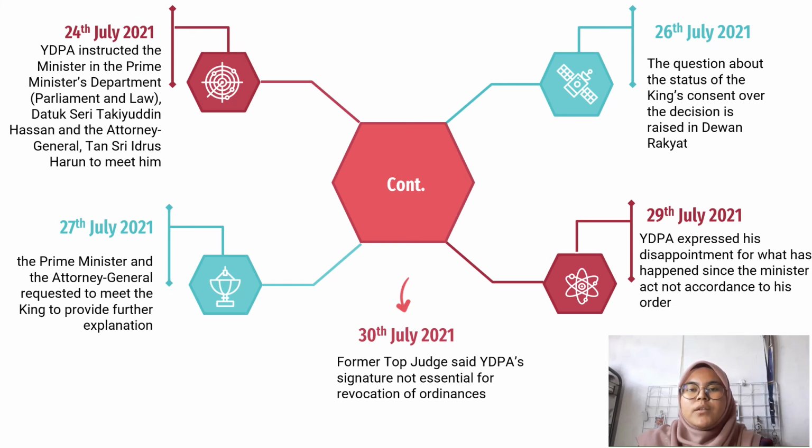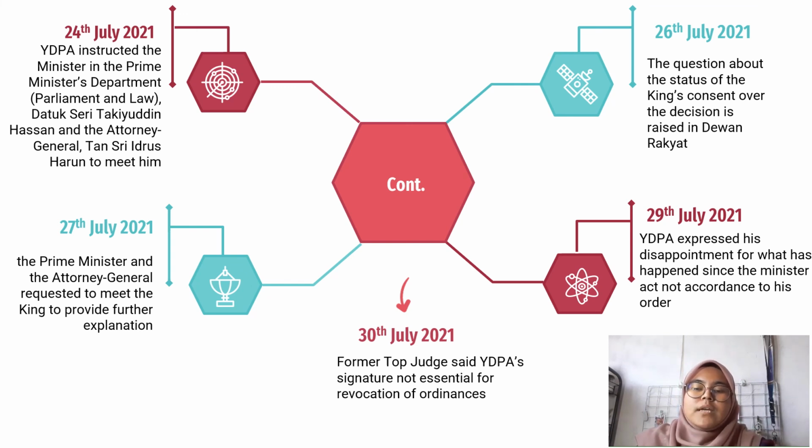On 26 July 2021, the question about the status of the King's consent over the decision was raised in the Dewan Rakyat. On 27 July 2021, the Prime Minister and the Attorney General requested to meet the King to provide further explanation. On 29 July 2021, the Yang di-Pertuan Agong expressed his disappointment for what had happened. The Yang di-Pertuan Agong said that he had ordered the Honourable Datuk Seri Takiyuddin to discuss the revocation of the emergency in the Parliament. Hence, another story happened.